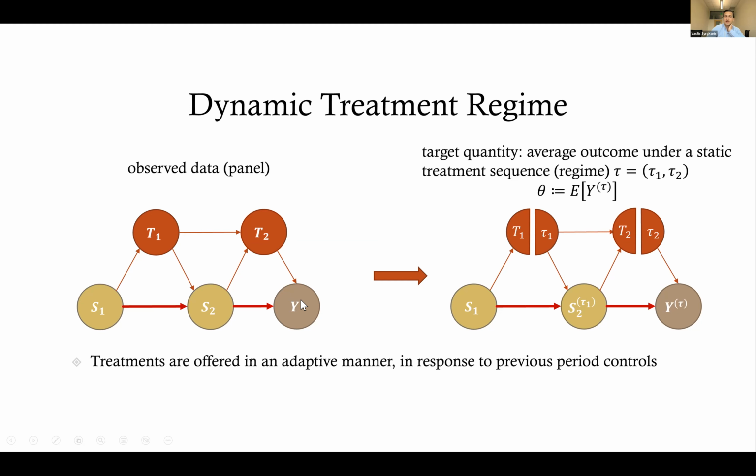And what we care about is understanding what would happen if instead of offering this, if we intervened in the system and offered some sequence of treatments, tau1 and tau2. For now, I'm going to focus just on a static treatment sequence. So we're not looking at some counterfactual adaptive policy that we want to evaluate, but our framework will extend to that too. So we just care about the simple thing. What would be the mean average outcome under such a static treatment sequence, tau1 and tau2, say always treating?